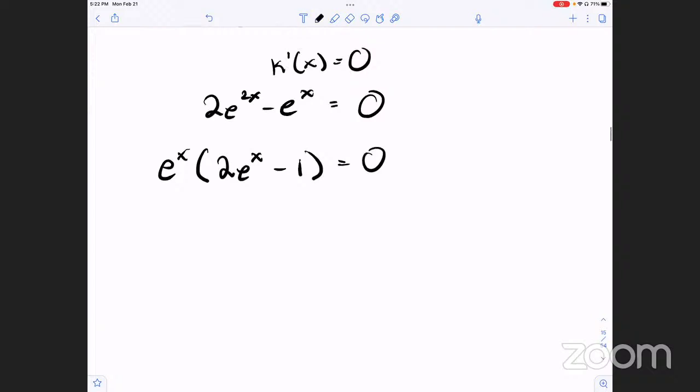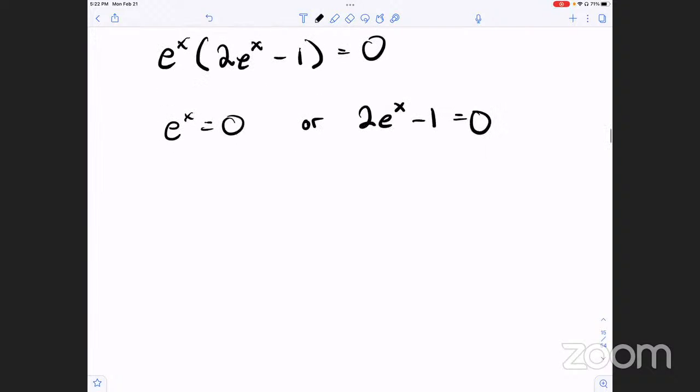So then if we set each of these to 0, I don't think e to the x will ever be equal to 0, right? What value of x makes it 0? Because e to the x is entirely above the x-axis, so that one won't be 0. Let's try this other one. We've got 2 e to the x minus 1 equal to 0. If we solve for 0 from there, we get e to the x equals 1/2.